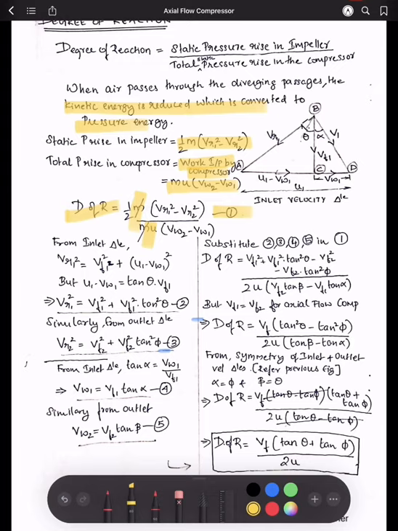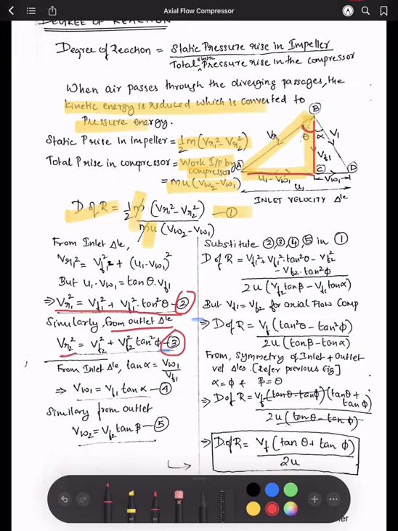Now from the inlet triangle, using Pythagoras theorem, VR1 square is equal to VF1 square plus (U1 minus VW1) the whole square. Similarly, U minus VW1 is equal to VF1 tan theta. Clear? So we'll substitute that. You'll get VR1 square is equal to VF1 square plus VF square tan square theta. I'll name it as equation 2. Similarly, from the outlet triangle, you will have equation number 3, which will give you VR2 square.